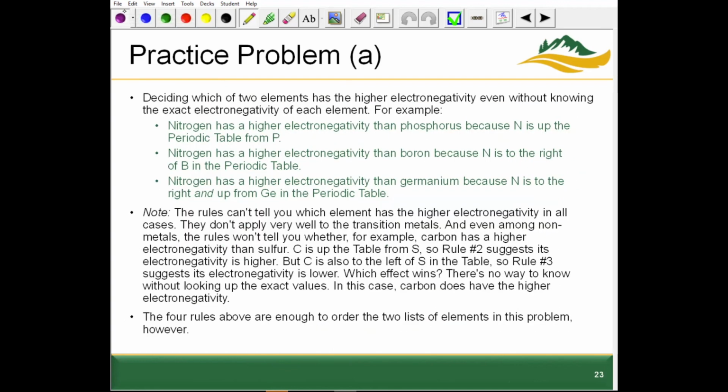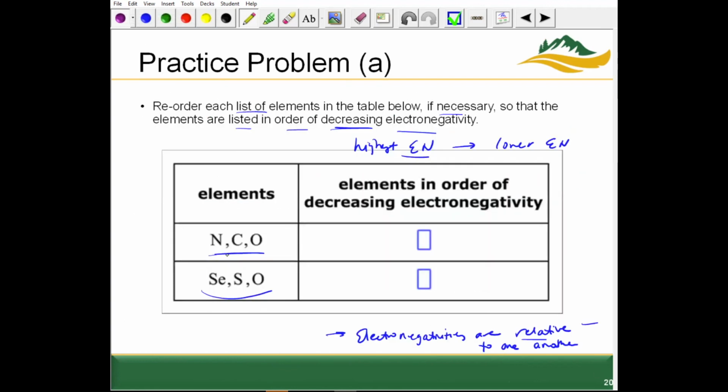So for our practice problem, we're looking at the difference between these three and these three.